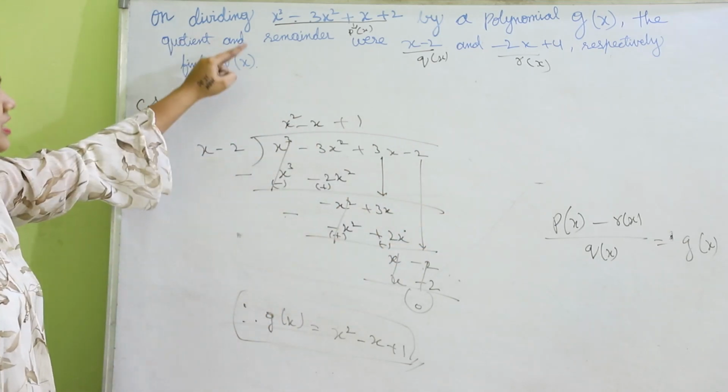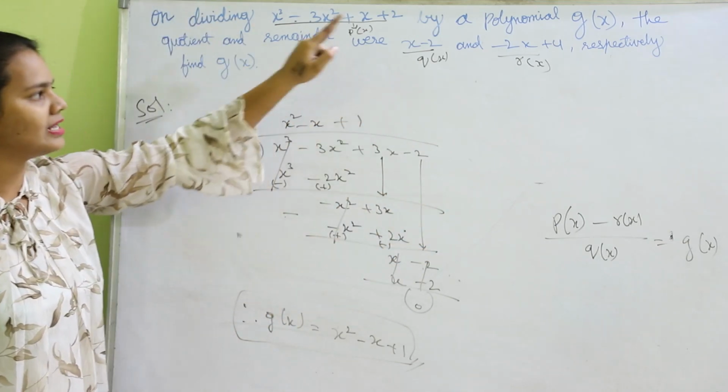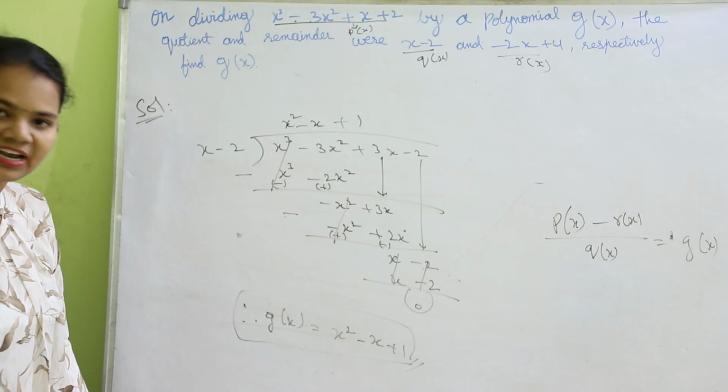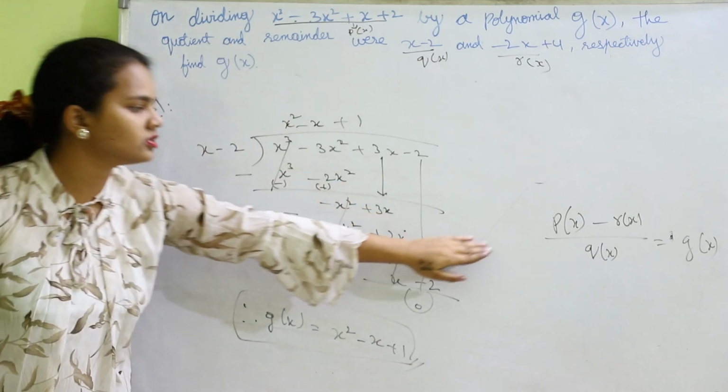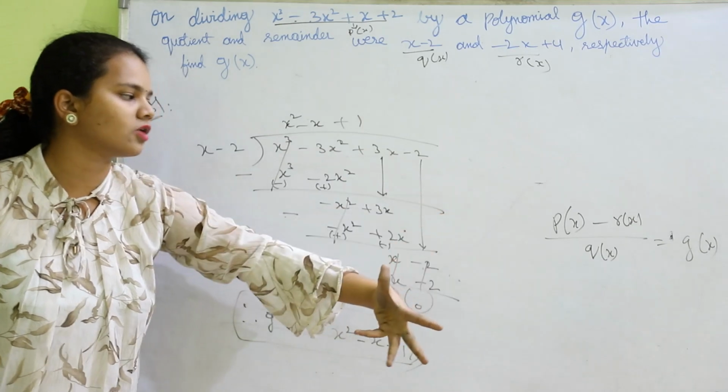They have given p of x value, q of x value and r of x value, meaning the remainder value. So they have given all those values. Now, what you know, substitute the values in this given one. Now try to solve it.